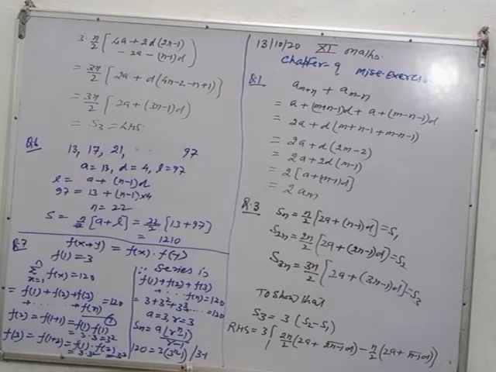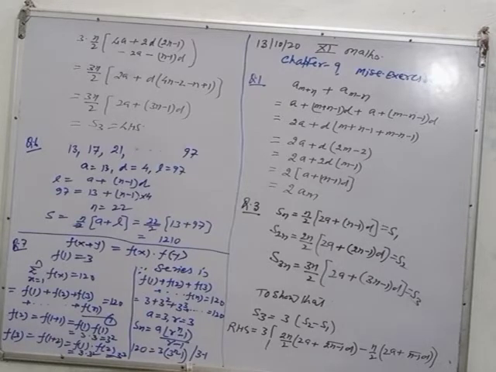So first term A is 13, common difference, second minus first, D, that is 4, and last term L is equal to 97. So first you have to find the number of terms n. By using the formula L is equal to A plus (n minus 1) into D: 97, A is 13, n minus 1, D is 4, and on solving it you will get n is equal to 22.